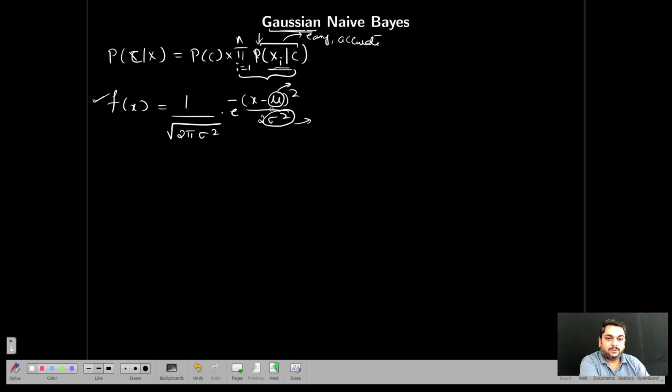So how will you get this? You have to estimate this mu and sigma square from the data. That is the concept of the Gaussian Naive Bayes theorem.